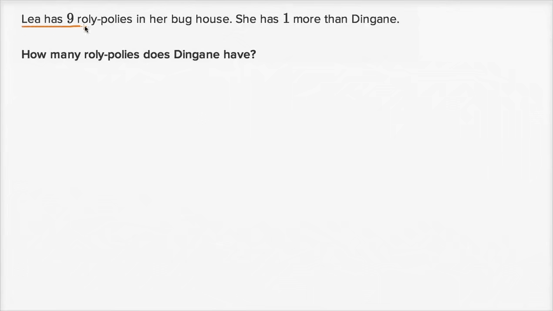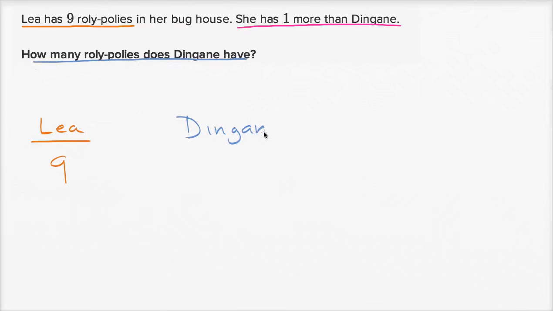Leah has 9 roly-polies. Let's write that down. Leah has 9 roly-polies in her bug house. She has one more than Dingane, is I think how I would say that name. How many roly-polies does Dingane have? So that's what we need to figure out.